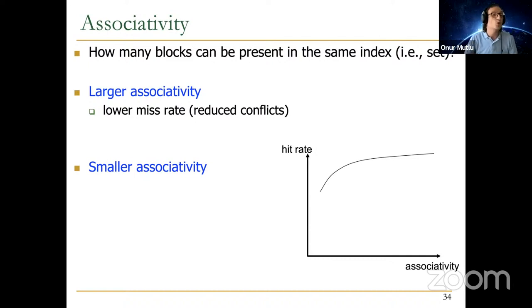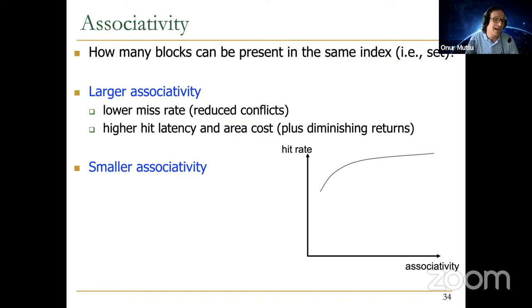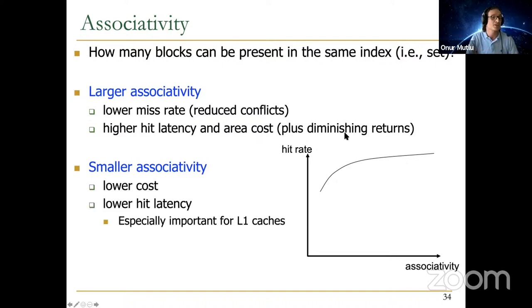Larger associativity usually leads to lower miss rates because of reduced conflicts, but it also leads to higher hit latency and area cost, plus diminishing returns from associativity. Smaller associativity is usually lower cost and lower hit latency, and this is especially important for L1 cache. So usually L1 caches have smaller associativity, whereas L2, L3, L4 caches have very high associativity, but not fully associative, because fully associative means you search among 32,000 blocks, for example.